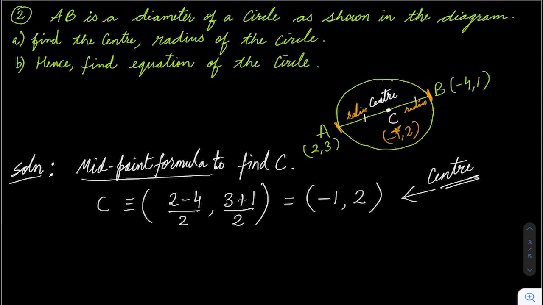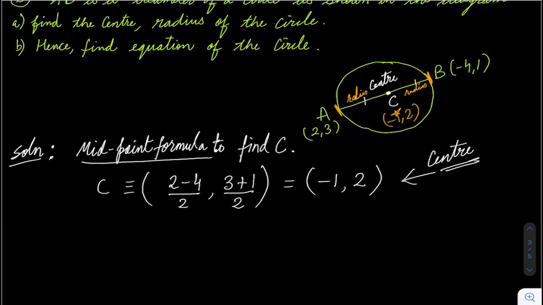Second way is you can find the distance between A and B, which is the diameter, then divide by 2, which will give you the radius. That's the same thing. So let's do CA. CA will give me the radius. So you can do anything, all methods are same.